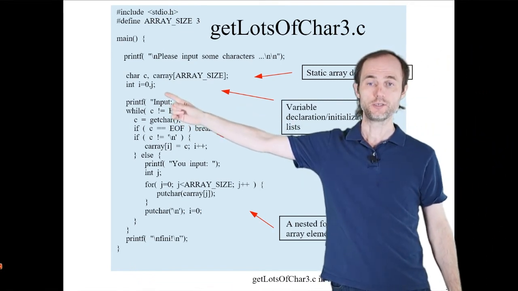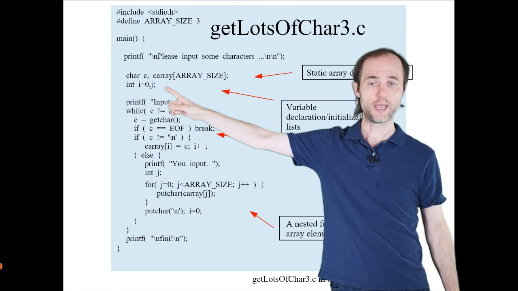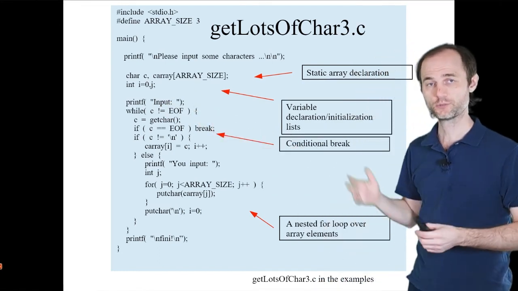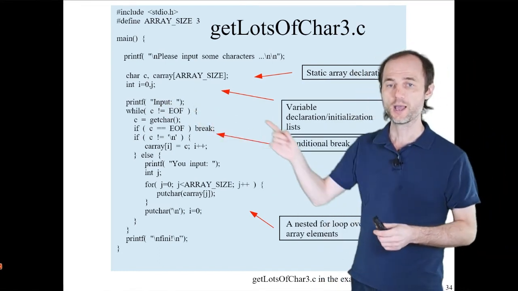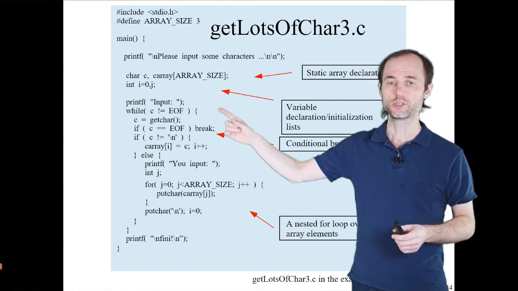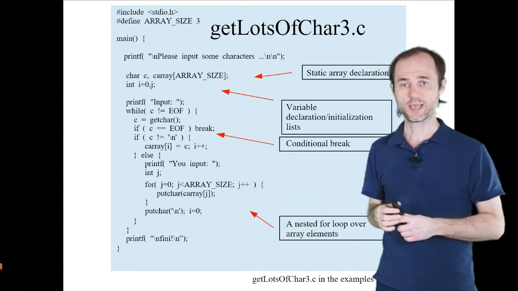We're going to initialize the value of i to 0, and we will not initialize the value of j initially because it will be initialized later. And we're going to loop until c is the end of file.